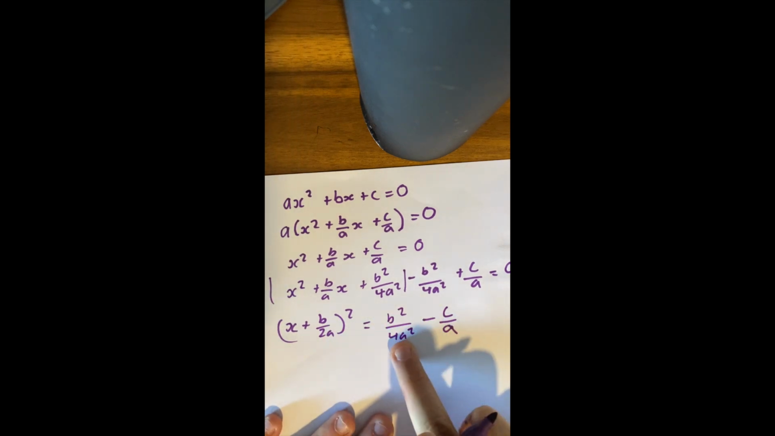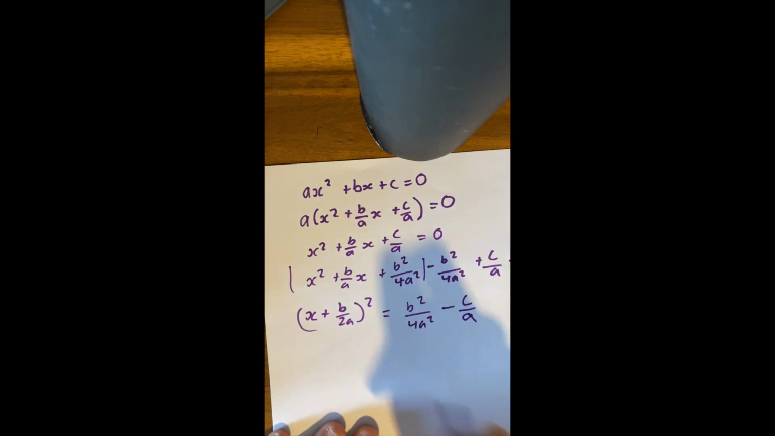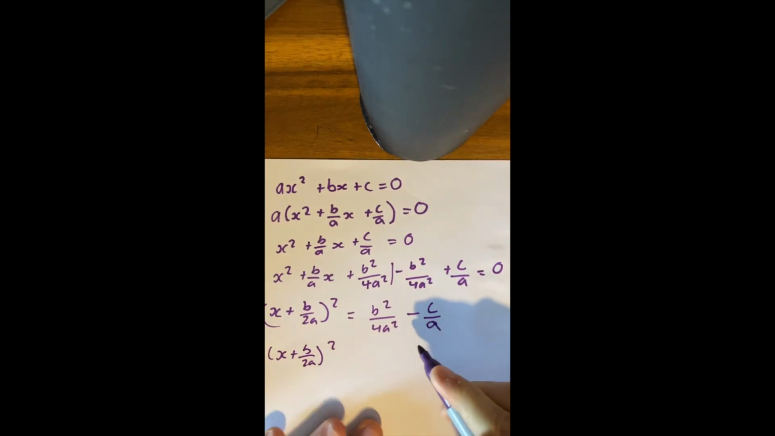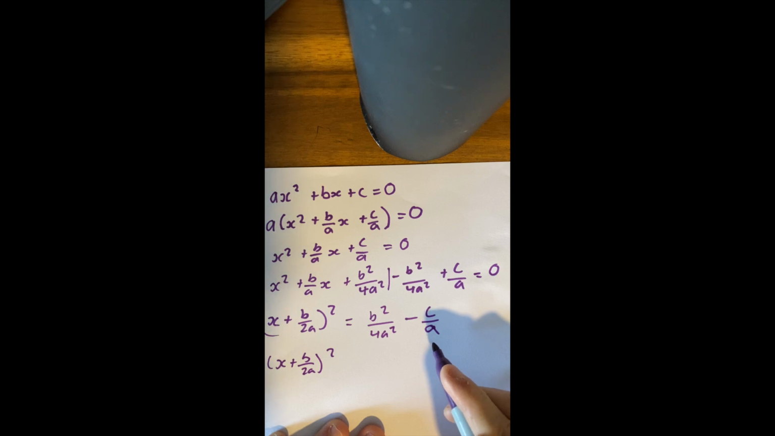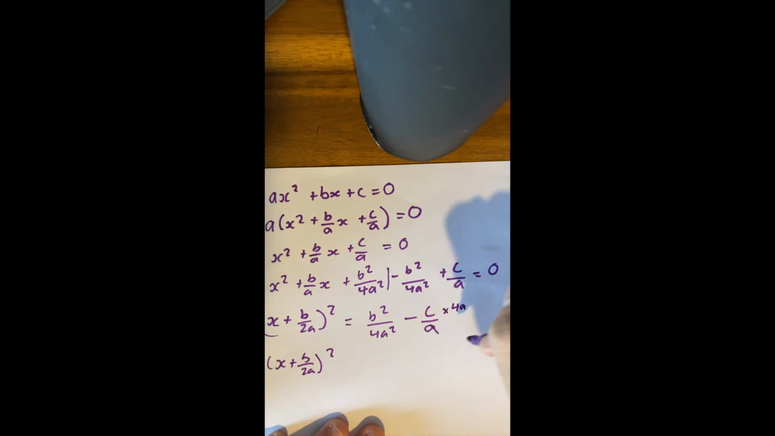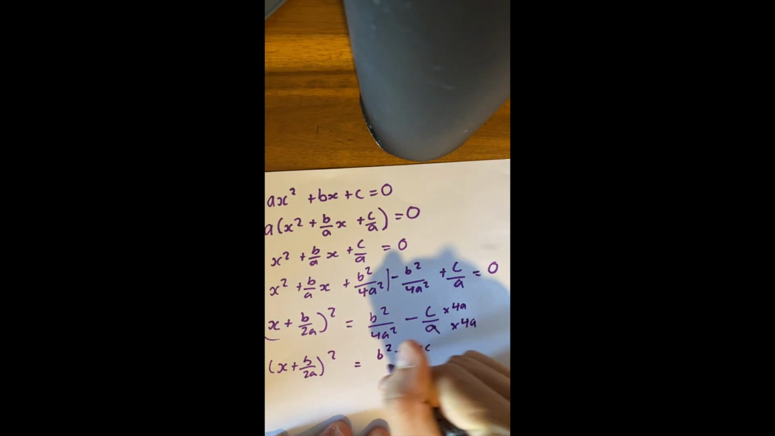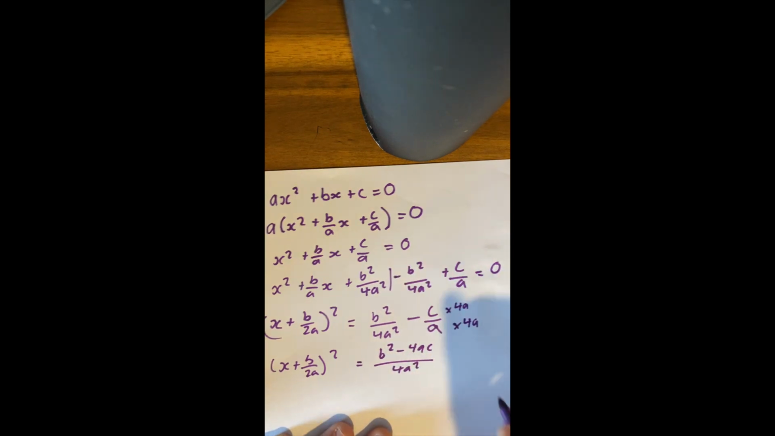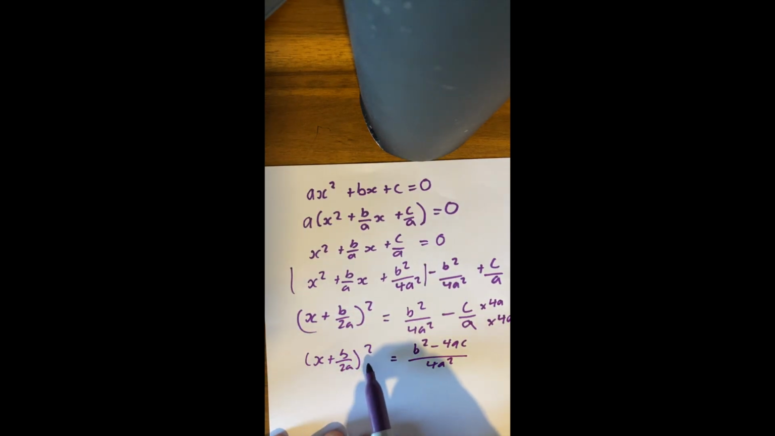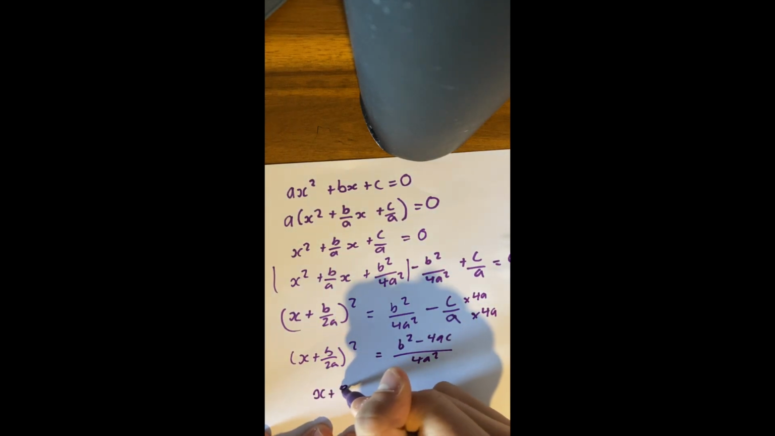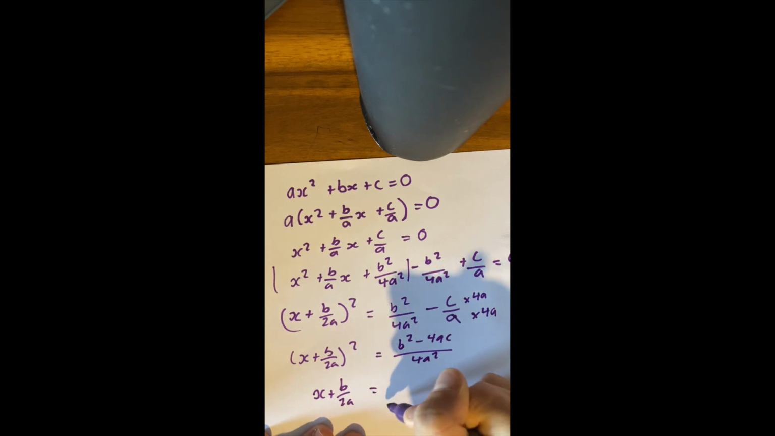Now I'm just going to rewrite this side in a nicer form. So of course x plus b on 2a. To get a common denominator, we have to times this c on a by 4a, which means we get b squared minus 4ac on 4a squared. Now we can see this is squared, so we just want to take the square root of both sides. And remember, because it's an equation, it is plus or minus.